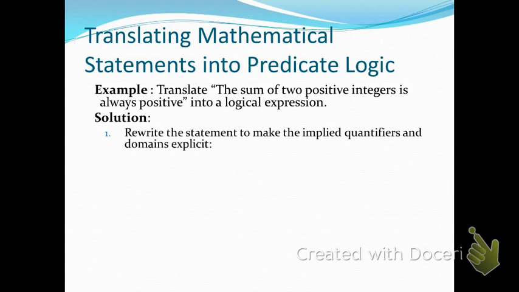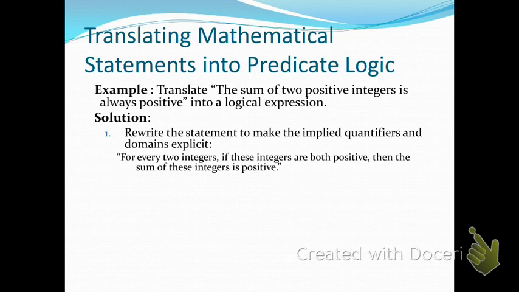So now let's translate this English statement into predicate logic, right? It says translate the sum of two positive integers is always positive. And this is a true statement. We know this, the sum of two positive integers is always positive. So it's always easy to rewrite this statement thinking about the quantifiers and the implied quantifiers in the explicit domain. So in doing so, how can we rewrite this statement?